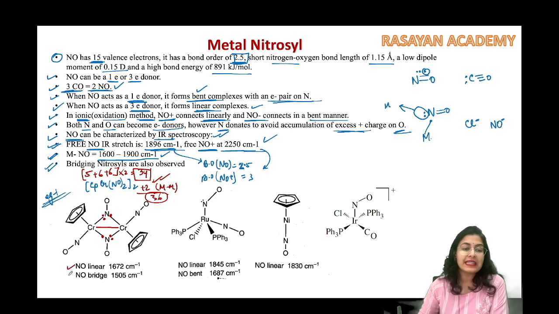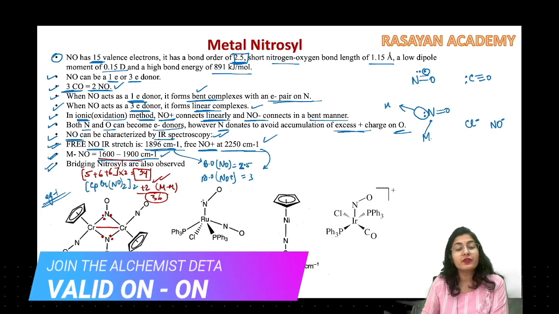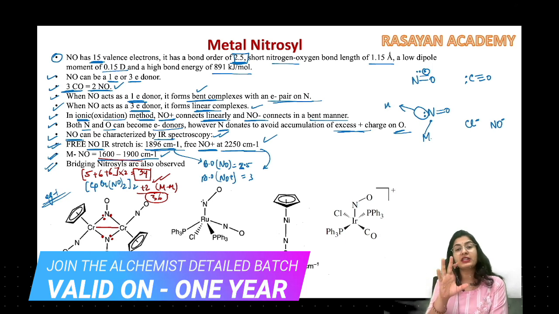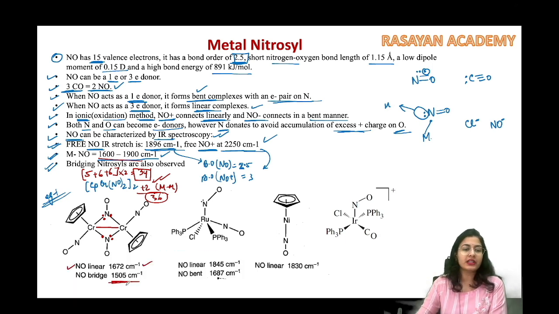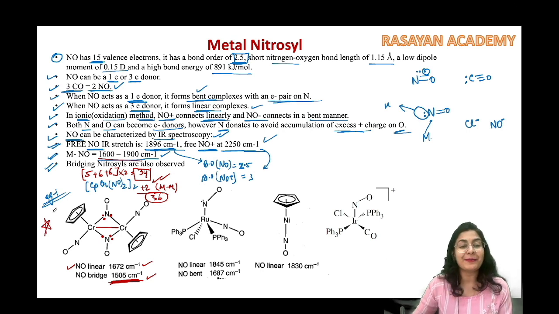तो nitrosyl जो linear है उसका frequency इसके बीच में आएगा 1600 to 1900. That is 1672 centimeter inverse. Okay. The bridging nitrosyl is very less, 1505. So just remember bridging nitrosyl is around 1500. ठीक है, approximately. You can't remember the exact value, so approximately 1500. Okay. So this example is very important क्योंकि आप electron counting में confuse हो सकते हो.